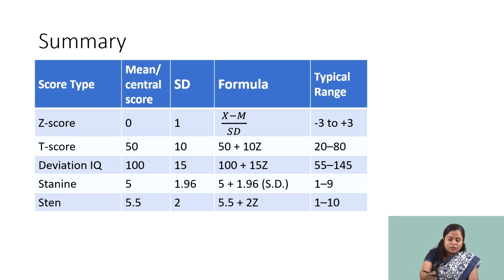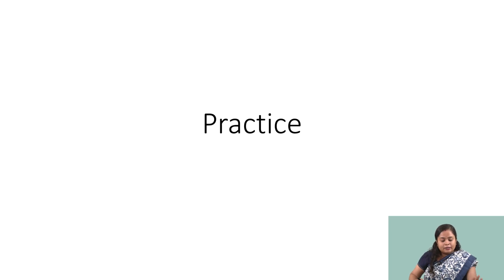So in sum, you may see in Z-score the mean is 0, standard deviation is 1. Similarly, I have given all the score types or norm scores, their means, standard deviations, the formulas and the typical range of these scores. Today in this lecture, we have covered all the important standard scores: Z-score, T-score, stanine, sten and deviation IQ. And we have calculated how, on the basis of Z-score, we can convert to T, stanine, sten and deviation IQ. Normalized transformation we can do on the basis of Z-score.